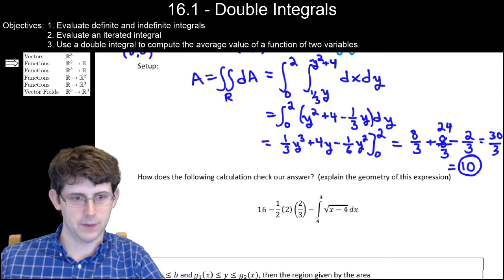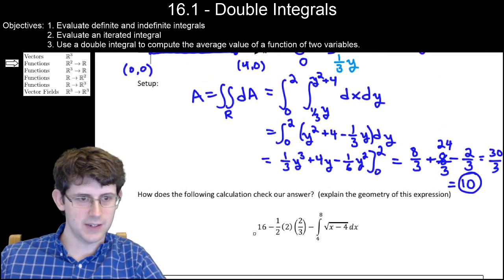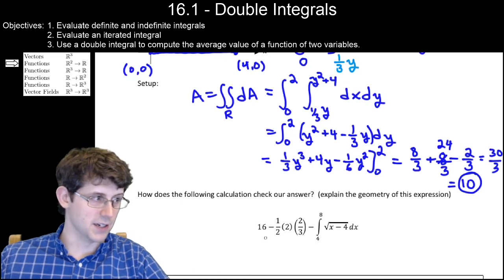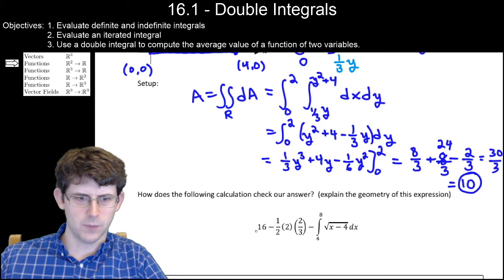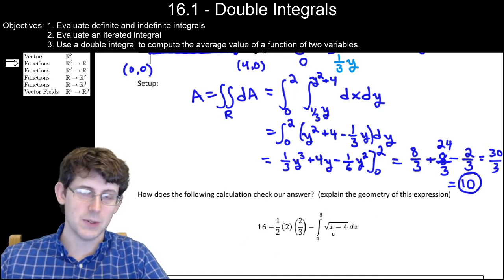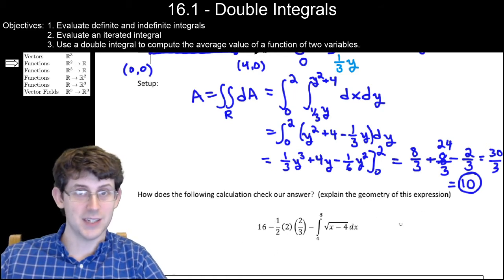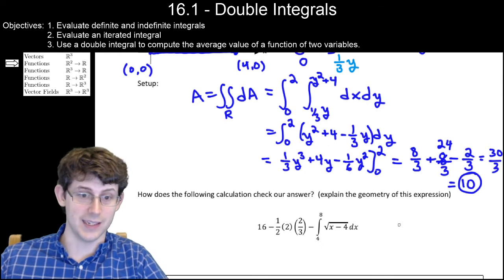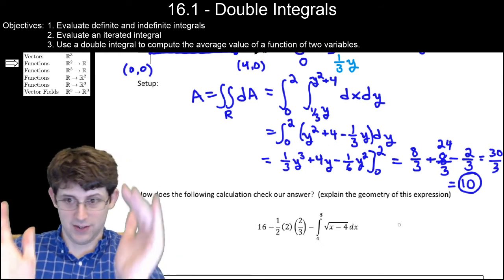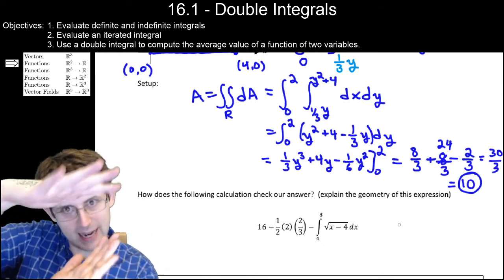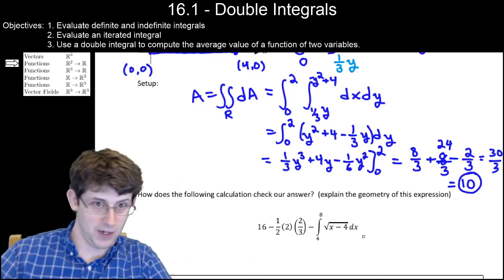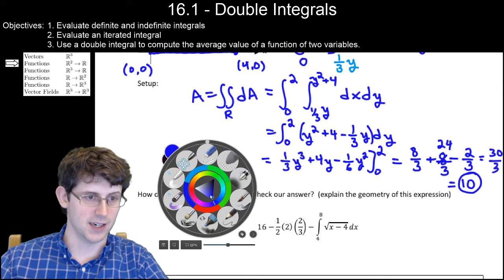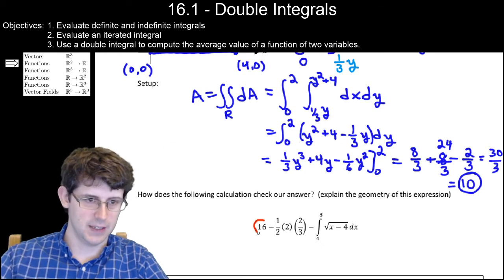Okay, what's going on here? This says, how does the following calculation check our answer? Explain the geometry of this expression. Because we were finding an area, you could certainly find the area lots of different ways. We found the area directly. We found the bottom and the top and the left and the right and put it all in the bounds. This plan, and you can always try other plans to check your answer, was to say, well, here's 16.